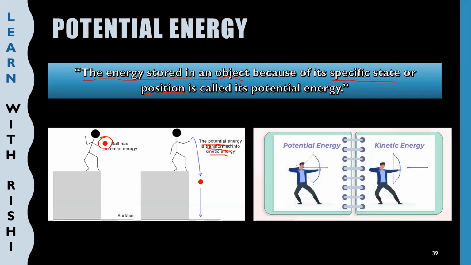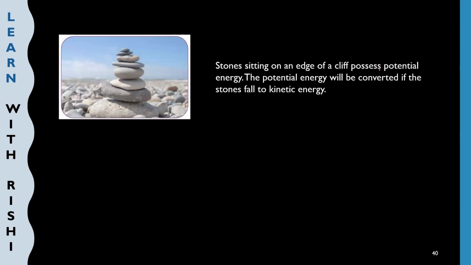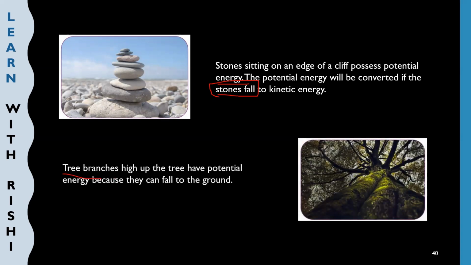One more example, similar to what we have already discussed. When we stretch the bow, the bow has potential energy. And when we release it, that energy is converted into kinetic energy. I hope you understood the difference between potential energy and kinetic energy. A stone sitting on the edge of a cliff possesses potential energy. This potential energy will be converted into kinetic energy if the stone falls down. One more example: tree branches high up the tree have potential energy because they can fall to the ground. So these were some daily life examples of potential energy.